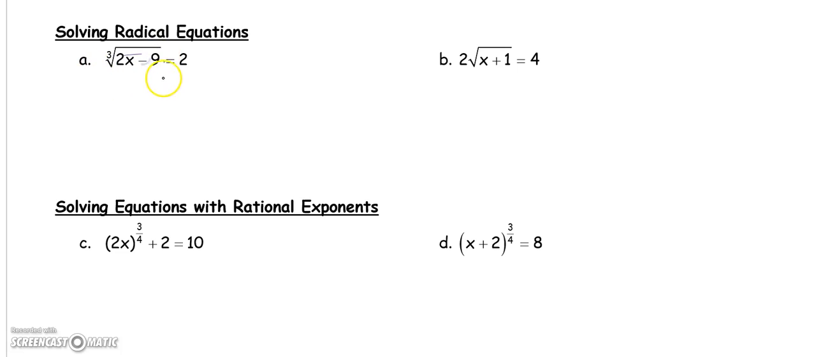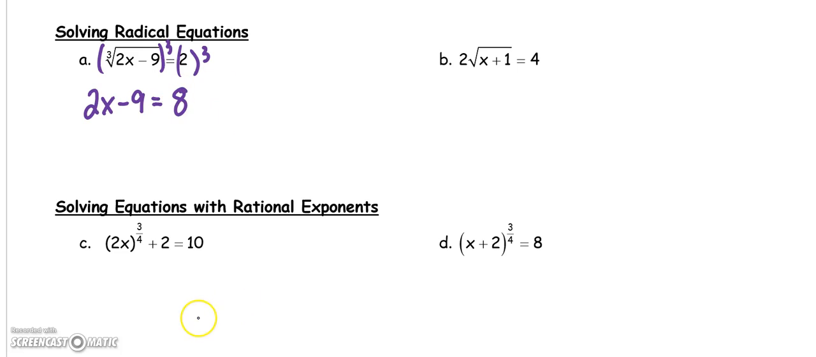So if we look here, this cube root is by itself. There's nothing outside of it on the same side that's affecting it. So once it's by itself, we want to do the opposite. The opposite of doing a cube root would be raising to the third power. So we're going to raise both sides to the third power. And so here the cube root and the third power will cancel out. So we're left with 2x minus 9. And then here we have 2 raised to the third, which is 8.